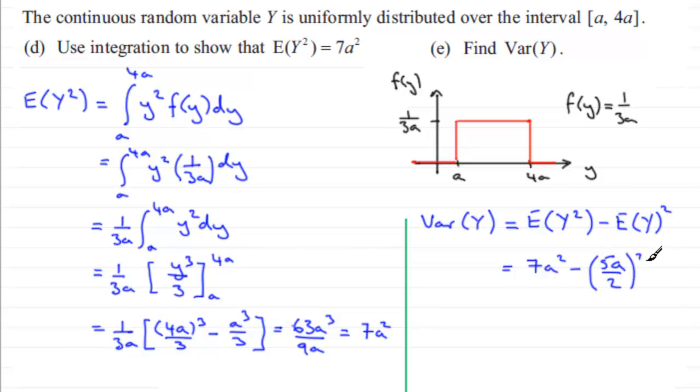The mean is essentially 2.5a, 5a over 2. Anyway, if you work that out, 7a squared minus 25a squared over 4 is going to give you 3/4 a squared. That's your variance.